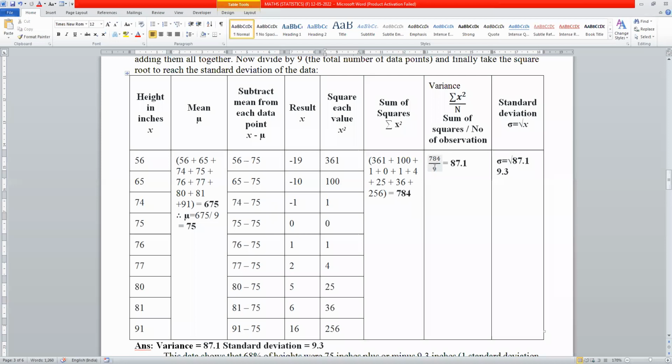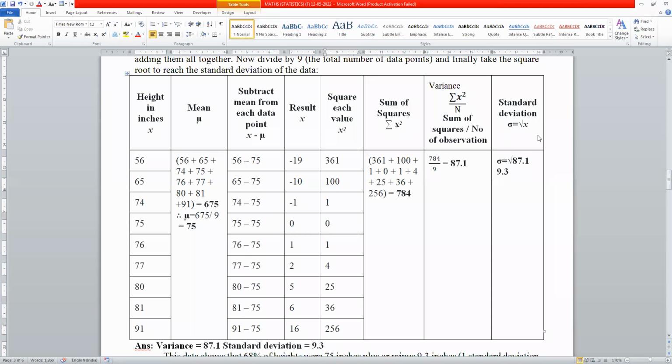Then ultimately comes the variance. Now, what is the formula for variance? The sum of squares divided by the number of observations. This is the variance. So what did you get? The sum of squares is 784, and the number of observations is 9. So the variance is 87.1.